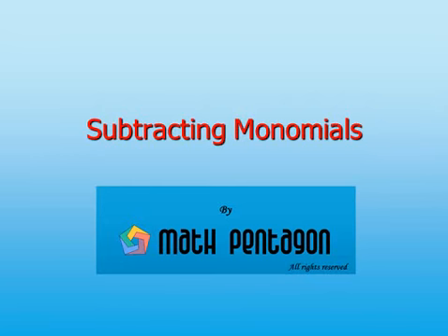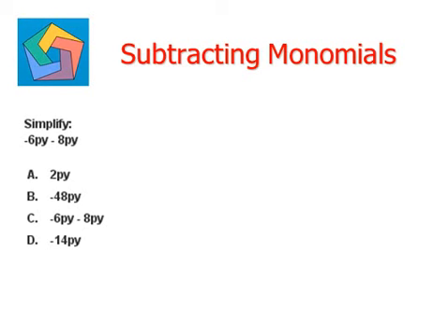To understand this concept, we'll be looking at some examples. Let's look at the first one. It says simplify negative 6py minus 8y. Before we move on to the subtraction part, let's understand how we will do this.